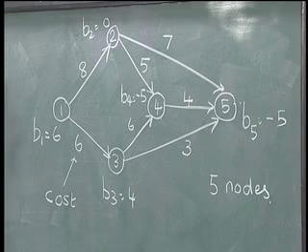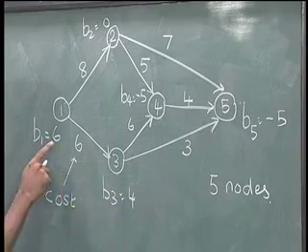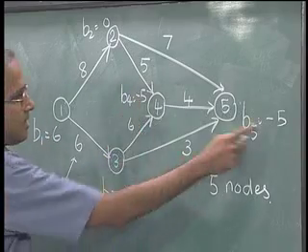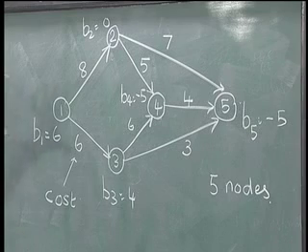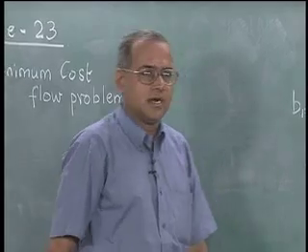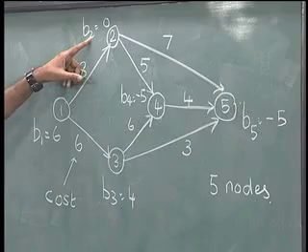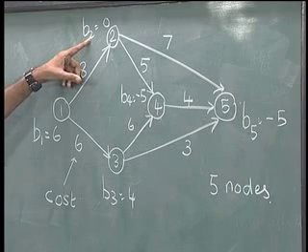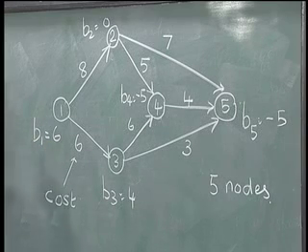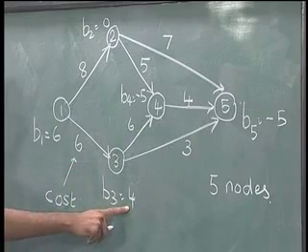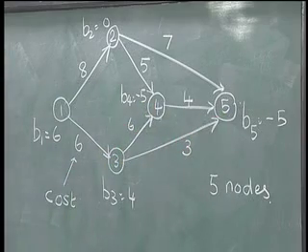Now, at the moment we can also observe that this is a balanced problem, because total supply is 6 plus 4, 10, and total requirement is 5 plus 5, 10. So, it is a balanced problem. So, this problem has a set of nodes, some of which are supply points, some of which are destination points, and some of which are intermediate points, also called transshipment points. Now, the problem is to transport a single commodity which are available with 6 and 4 here respectively to 5 and 5 here, incurring minimum cost of transportation.